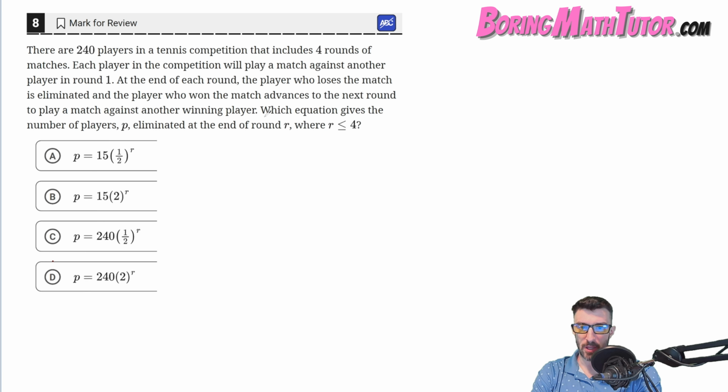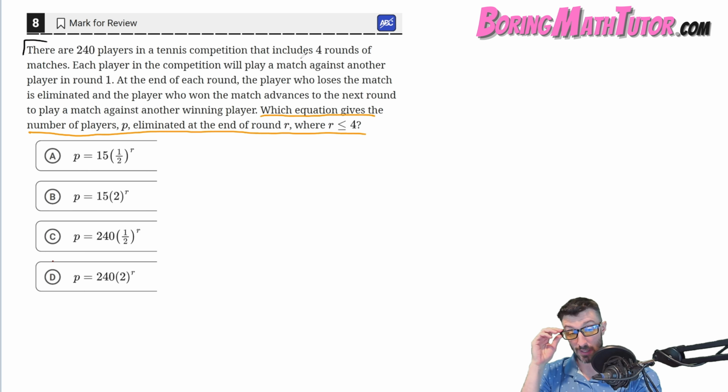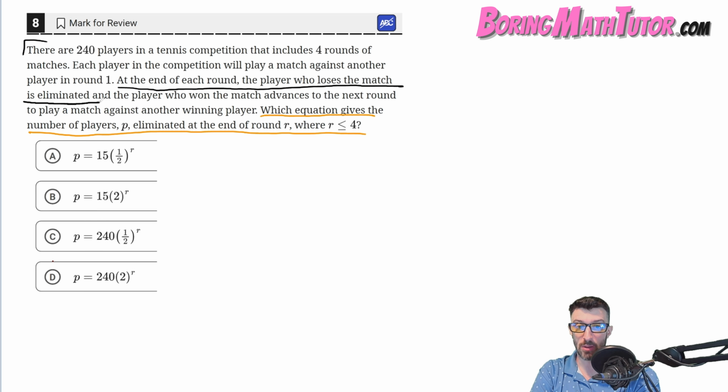This one, they are saying which equation gives the number of players eliminated at the end of round R. I am purposely reading the question first. Okay, now let's read what's going on. There are 240 players in a tennis competition that includes 4 rounds of matches. Each player in the competition will play a match against another player in round 1. At the end of each round, a lot of times you got to skip ahead until you get to the important information. At the end of each round, the player who loses the match is eliminated, and the player who won the match advances to the next round to play a match against another winning player.